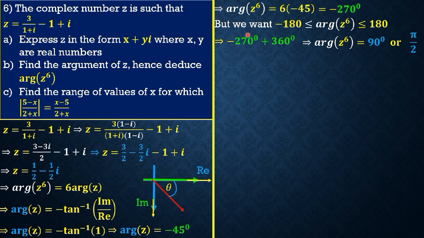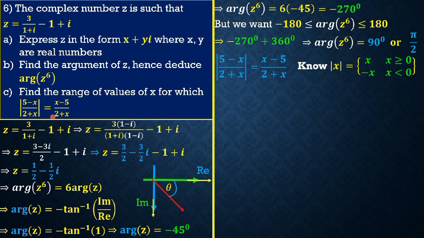The next part wants us to find the range of values for which this equation is true. Okay, so guys, that's the inequality which we have. Let's simply solve this by using the definition of the absolute value function. The absolute value of x is simply defined as x provided x is greater than or equal to 0, and negative x provided x is less than 0.